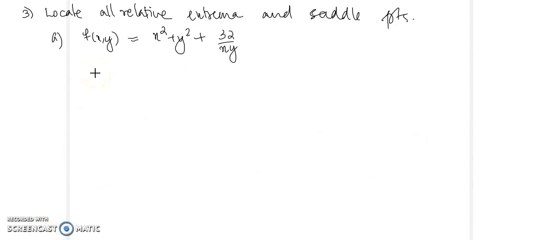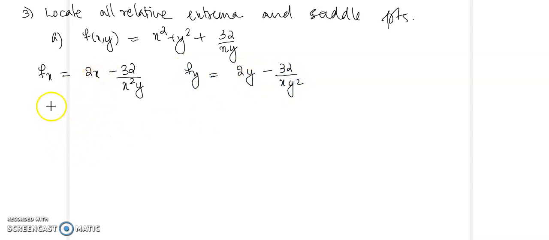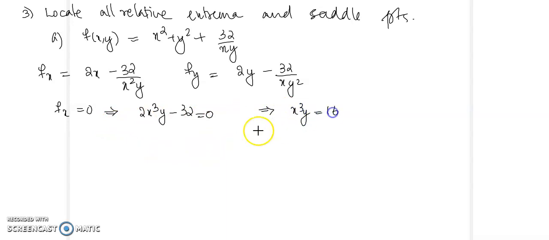So next we need to find the relative extrema and saddle points of f of xy equal to x square plus y square plus 32 by xy. So we have fx equal to 2x minus 32 by x square y, and fy will be 2y minus 32 by xy square. fx equal to 0 implies we will get 2 x cube y minus 32 equal to 0. So that is x cube y equal to 16.